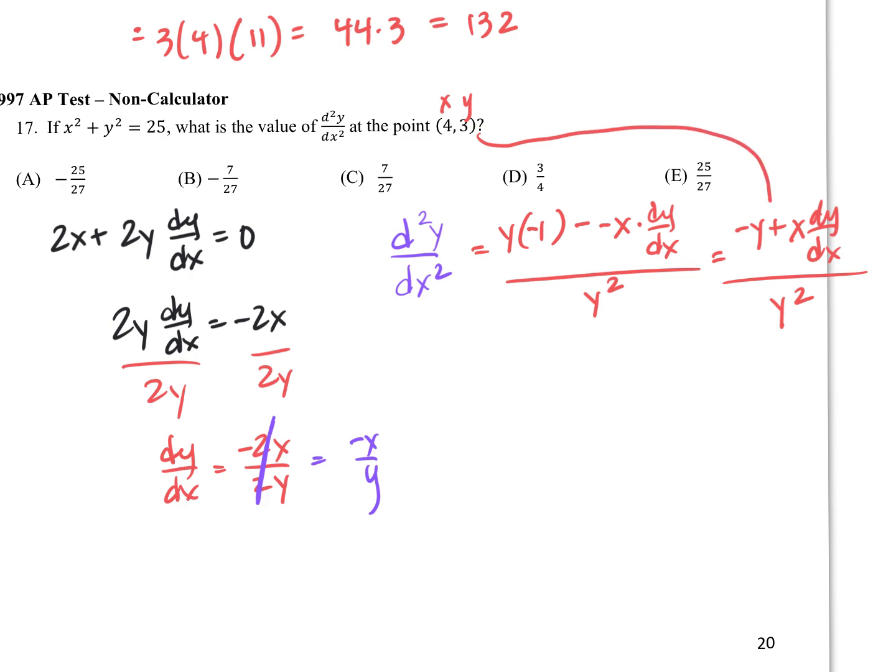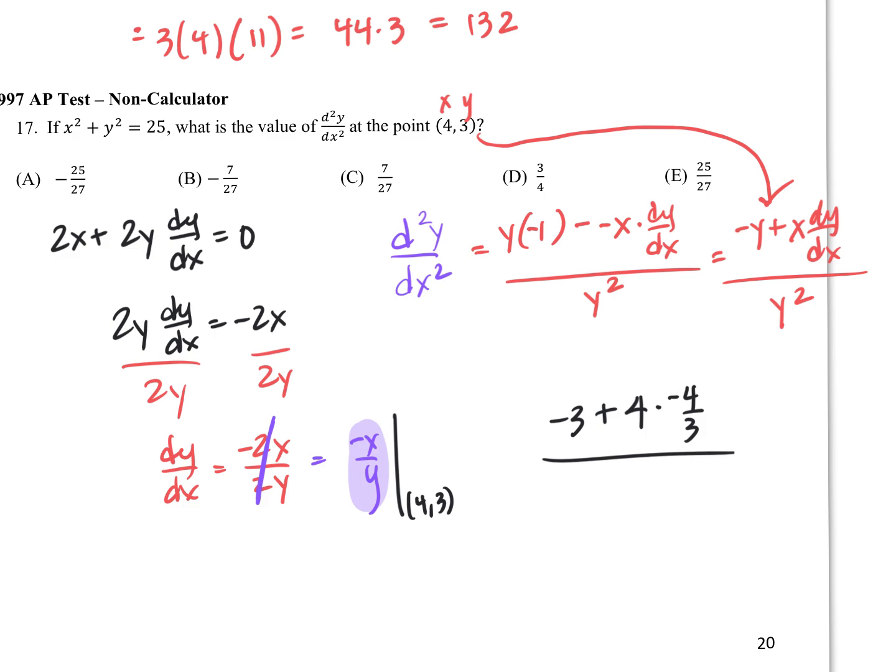So I'm going to plug in a 3. You said negative 3. Plus, what was my x? 4. And this is when they force us again to plug in dy dx. What is my dy dx? Negative x over y. What would that be when x is 4 and y is 3? So I've got 4 times negative 4/3, all over 3 squared, which is 9. I'm just going to write 9.